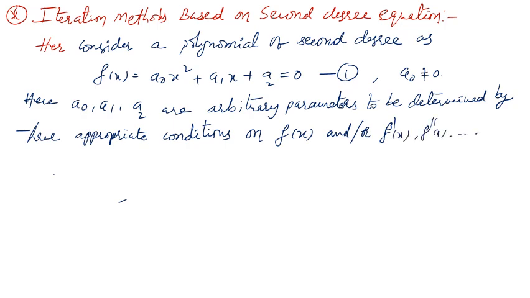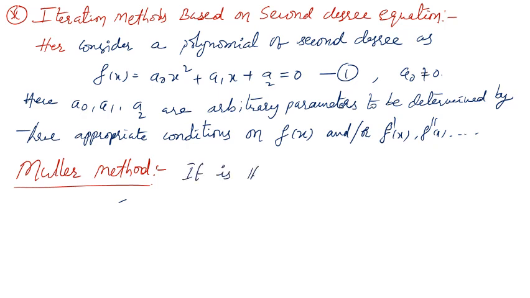Okay, now the first method based on second degree polynomial is Muller method. Let us see what is Muller method. It is the extension of secant method.